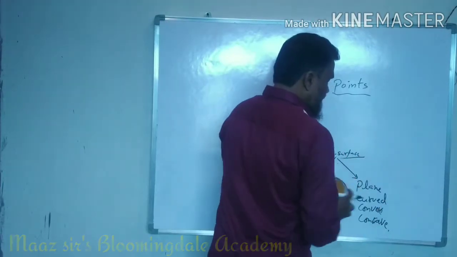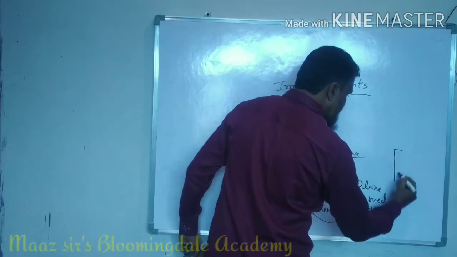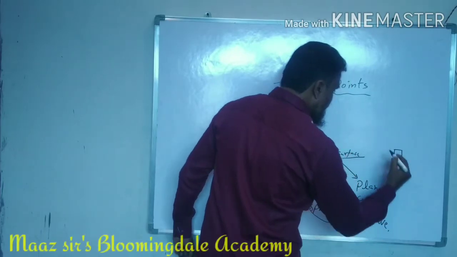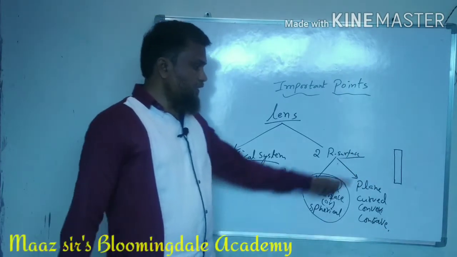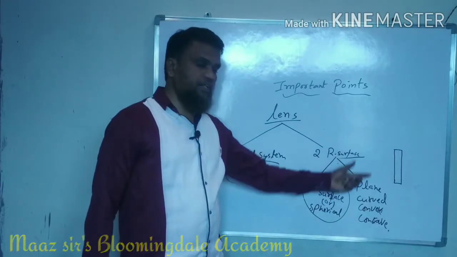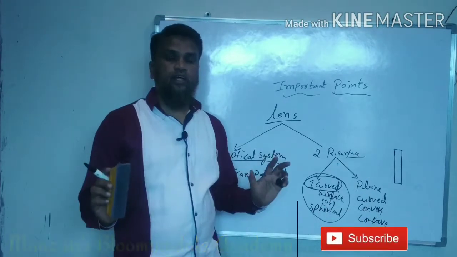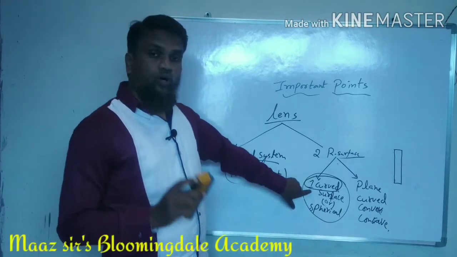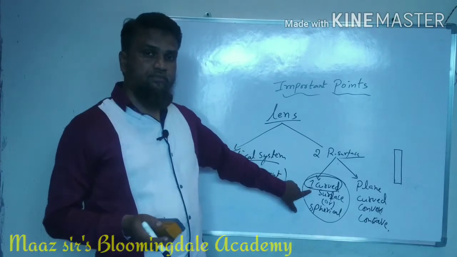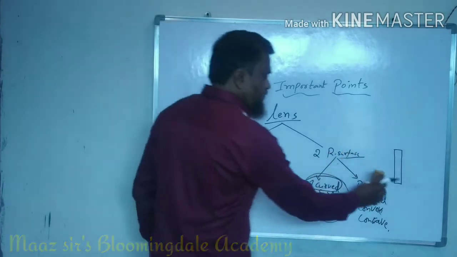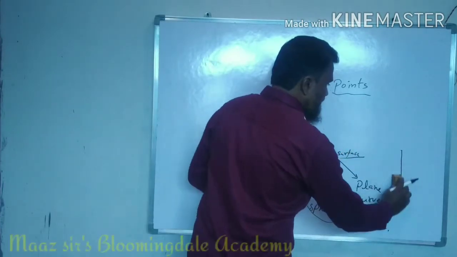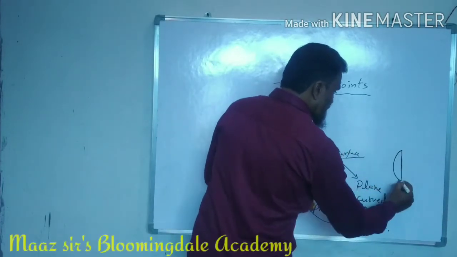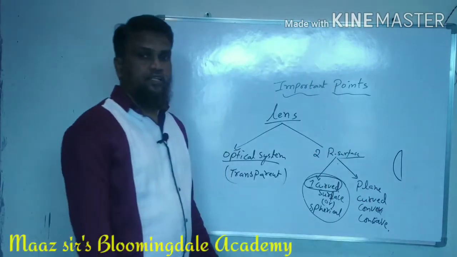But now see, my question is, is it a lens? Can we consider it as a lens? No, it is not a lens. Why? Because one curved surface is missing. Understood? So if I join a curved surface, then it becomes a lens.